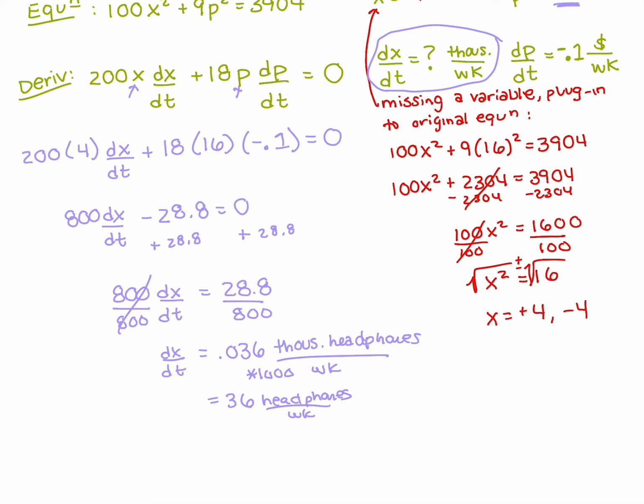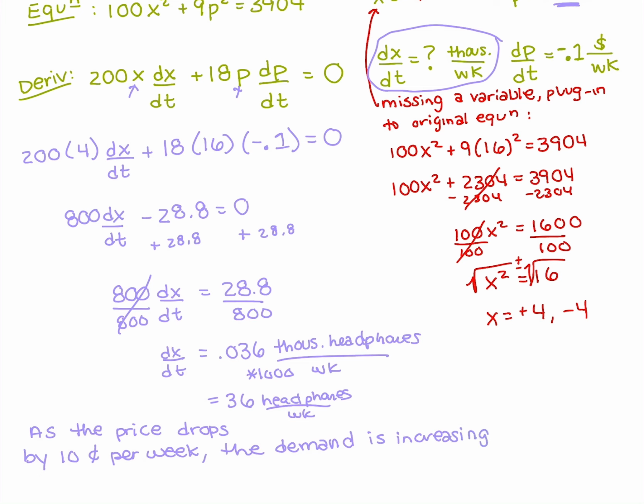So for our conclusion, we're going to say what we were given. As the price drops by 10 cents per week, the demand does what? Is it increasing or decreasing? We got dx/dt is 36. So it's positive. So the demand is increasing by 36 headphones per week.